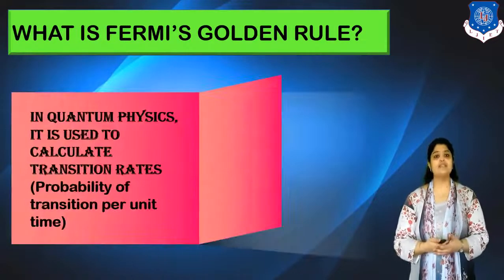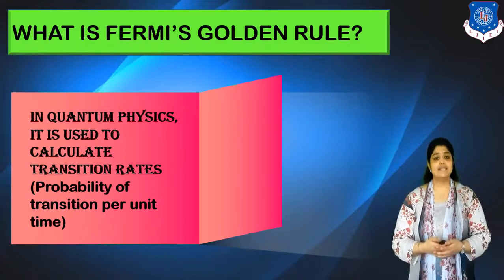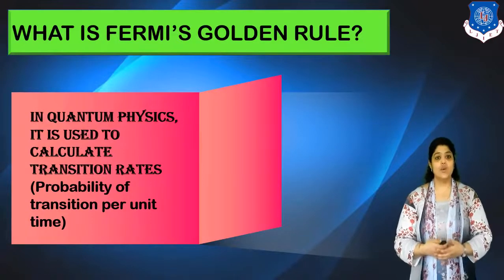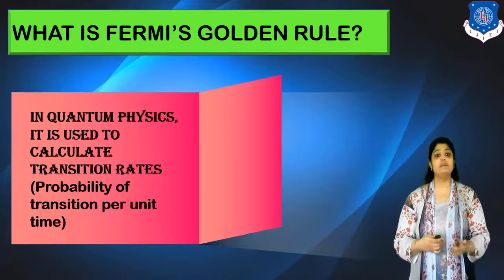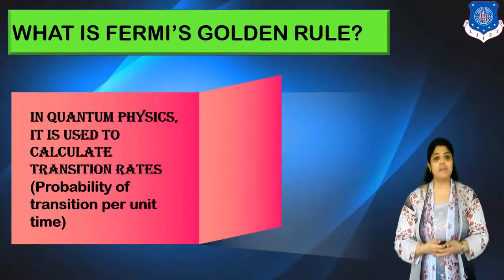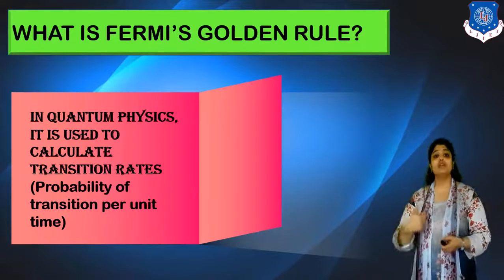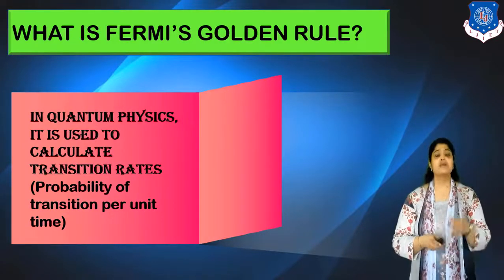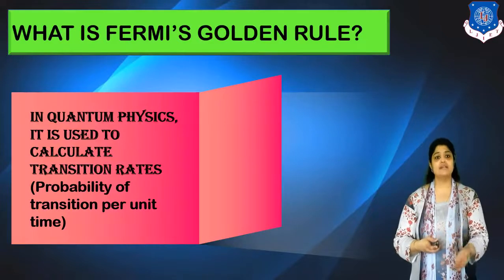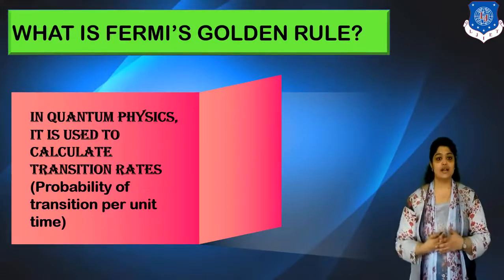What exactly is Fermi's golden rule? Let's see what is Fermi's golden rule. In quantum physics, it is used to calculate transition rates, that is the probability of transition per unit time. Let me consider an example of semiconductors and explain what particularly transitions are. So suppose I consider a semiconductor having a valence band and a conduction band.